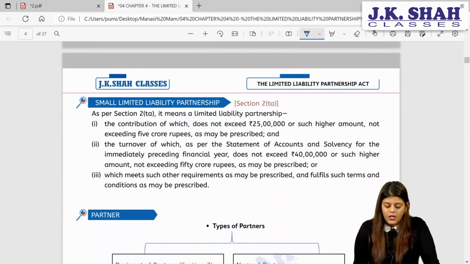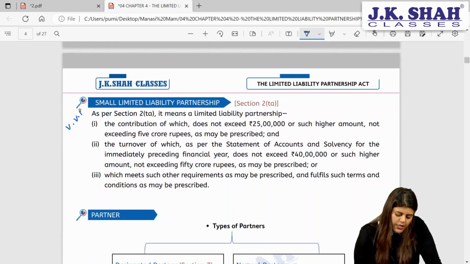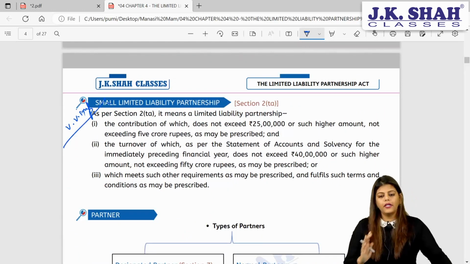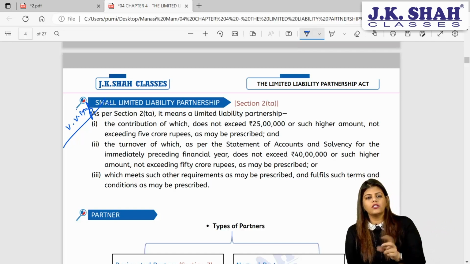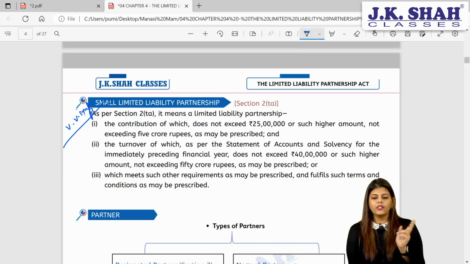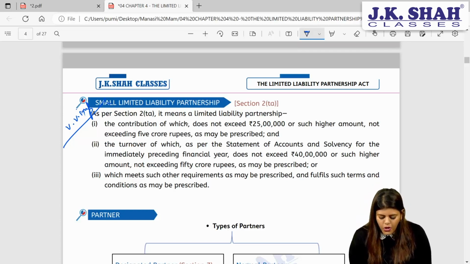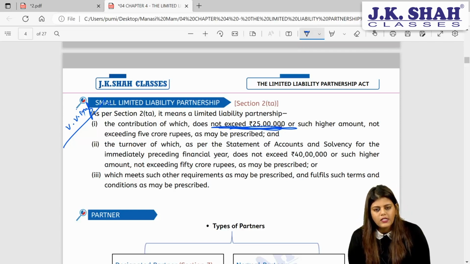Clear? Now small LLP is very, very important because this is the recent amendment. Just as you had a concept of small company, it's a company which is other than public company, that is private company, whose paid up share capital does not exceed 2 crores and its turnover does not exceed 20 crores, right? So यहाँ पे small LLP is an LLP whose contribution of the partners do not exceed 25 lakhs and the turnover does not exceed 40 lakhs.